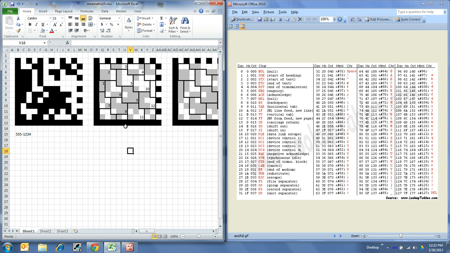The 12 by 12 data matrix only has 5 chunks that are used for data. 6, 7, 8, 9, 10, 11, and 12 are all used for error correction. And this last one down here, like I said, is completely unused.